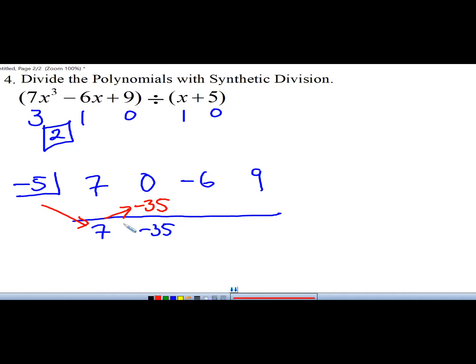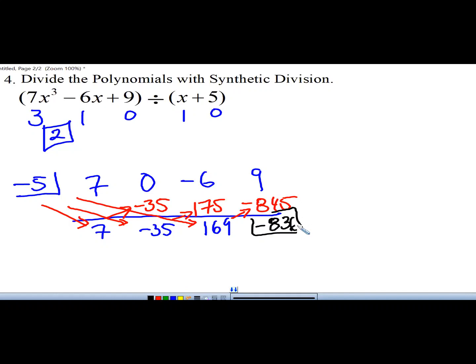All right, let me multiply again. -5 times -35, that's 175. Combine 175 and -6, that's 169. Then we multiply -5 times 169. So that's, let's see, 7 times 5, that's 35, that's 350, 500, that's 850. Take away 5, 845, and it's a -845. Okay, combine, and that gives us -836. Now we have a leftover.